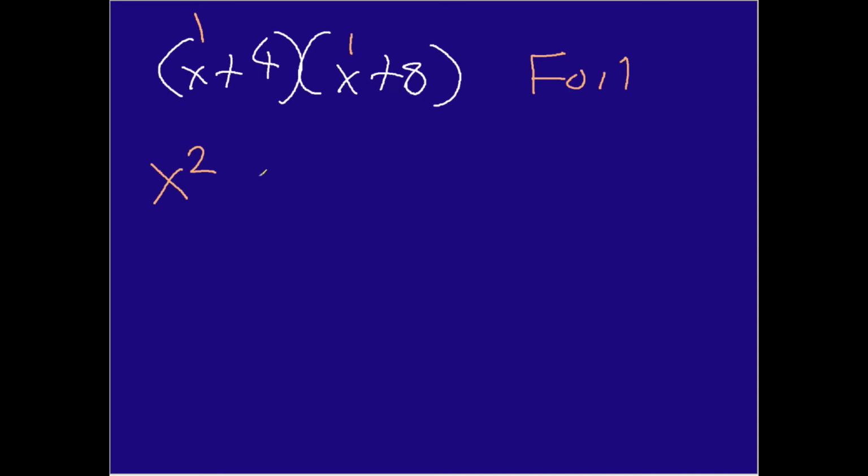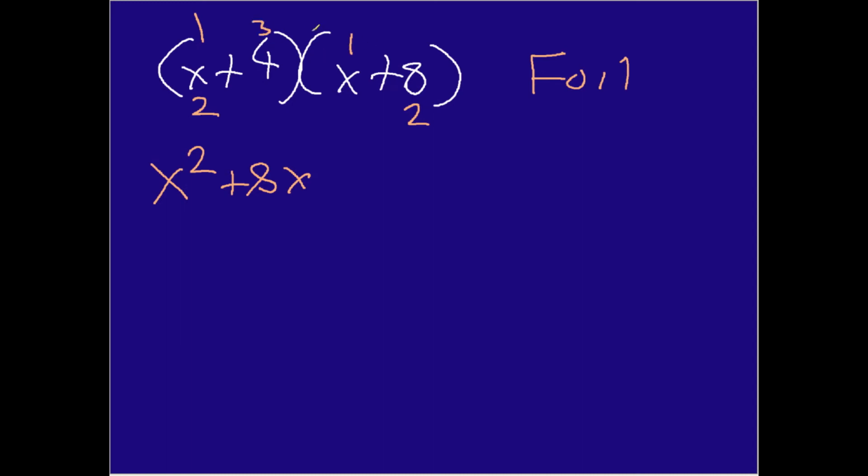Again, not too crazy. Next for FOIL is going to be the outer. Outer means that now you're going to do the outer terms. So this time I'm going to use x again, but this is my second trip, if you will. And so then we do that. So when you do the outers, it's going to be x times 8, which is going to be plus 8x.